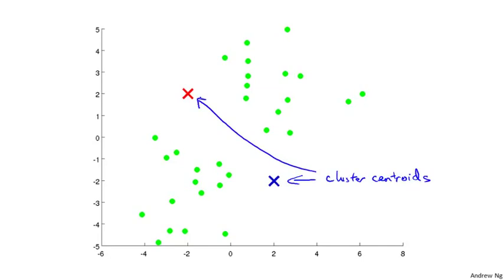K-means is an iterative algorithm and it does 2 things. First is a cluster assignment step, and second is a move centroid step. So let me tell you what those things mean. The first of the 2 steps in the inner loop of k-means is this cluster assignment step. What that means is that it's going to go through each of the examples, each of these green dots shown here, and depending on whether it's closer to the red cluster centroid or the blue cluster centroid, it's going to assign each of the data points to one of the 2 cluster centroids.